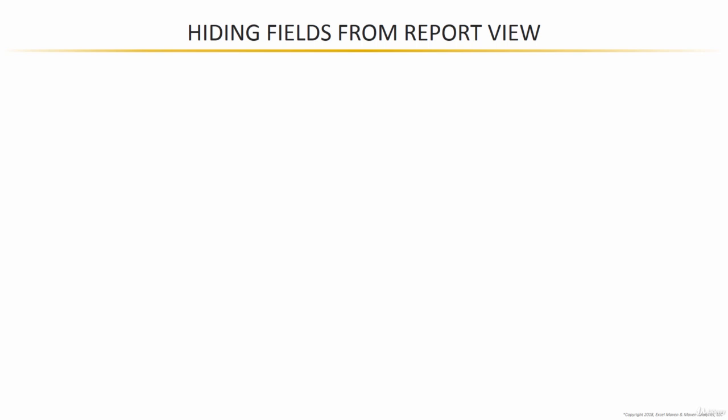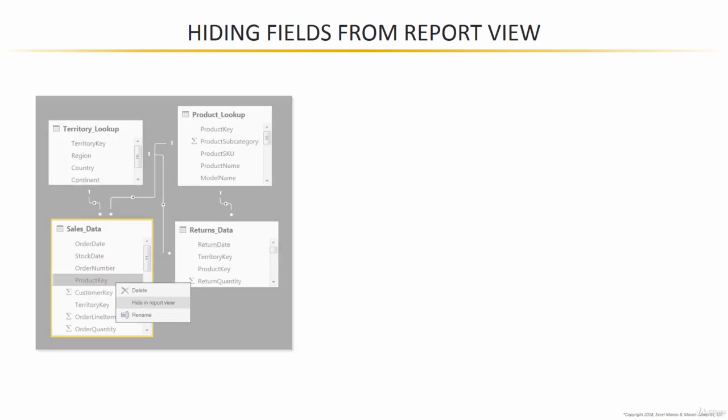But the good news is that Power BI gives us tools to help prevent this type of thing from happening. For example, hiding fields from report view. Now, in either your data view or your relationships view, you'll have this option called hide in report view. And you can simply right click on either a column, a field, a measure, or an entire table and choose this hide in report view option.